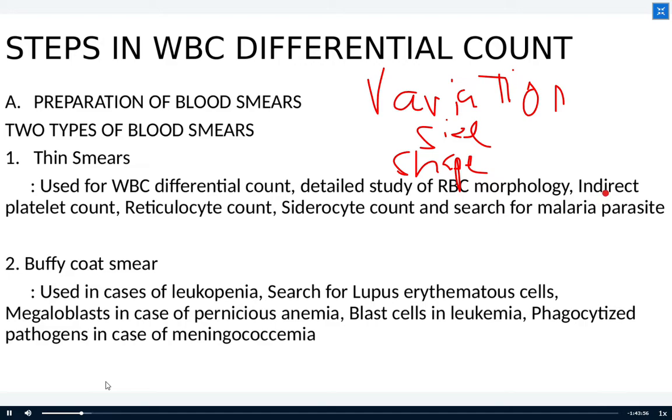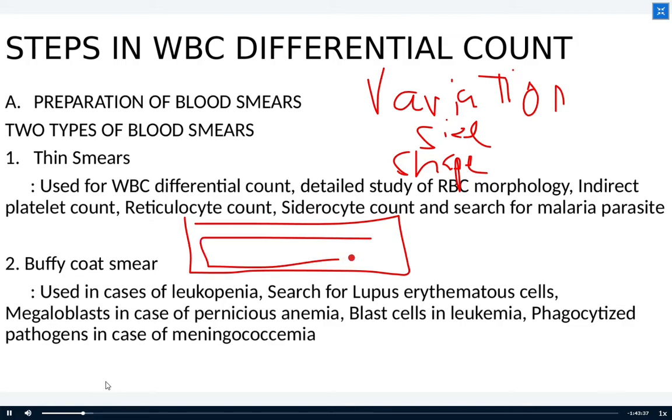Then it is also used for your indirect platelet count. Your indirect platelet count, class, I've discussed this. It uses your magnesium sulfate. You'd be mixing the blood with the stain with your magnesium sulfate, and then you're going to make a smear. Then reticulocyte count, siderocyte count, I'll be discussing this in the future. And your search for your malaria parasite.